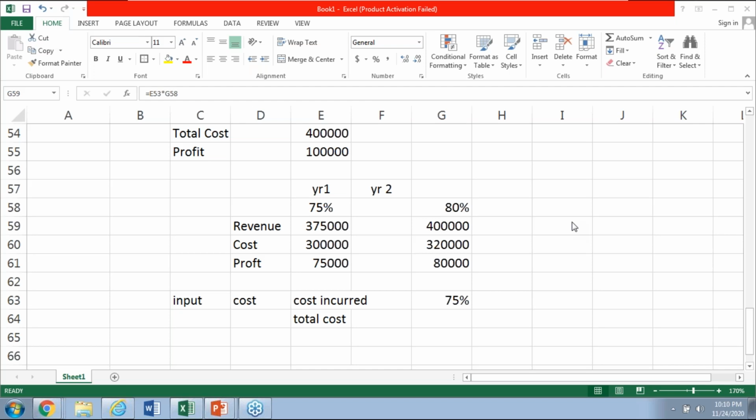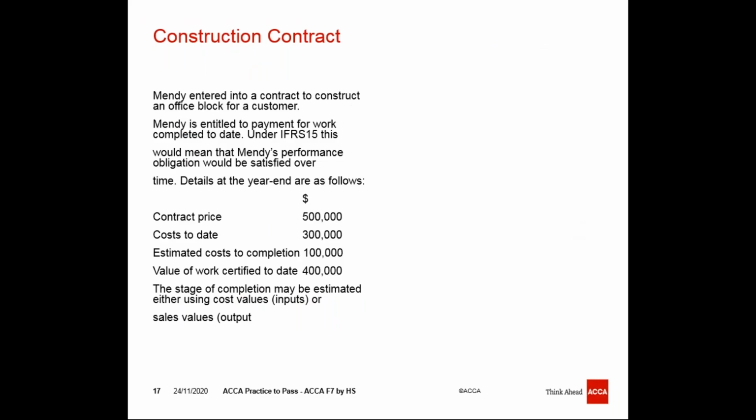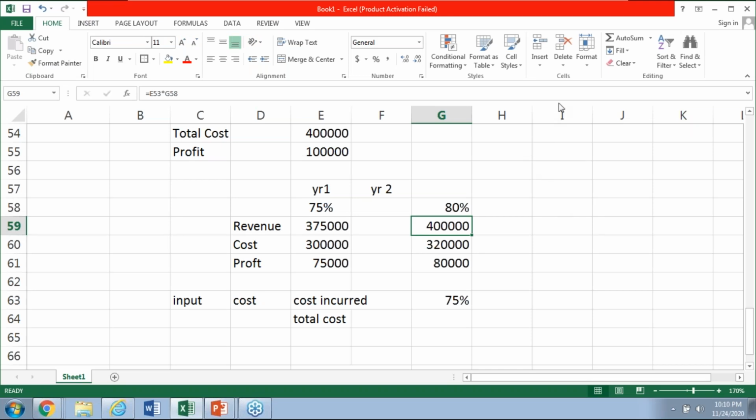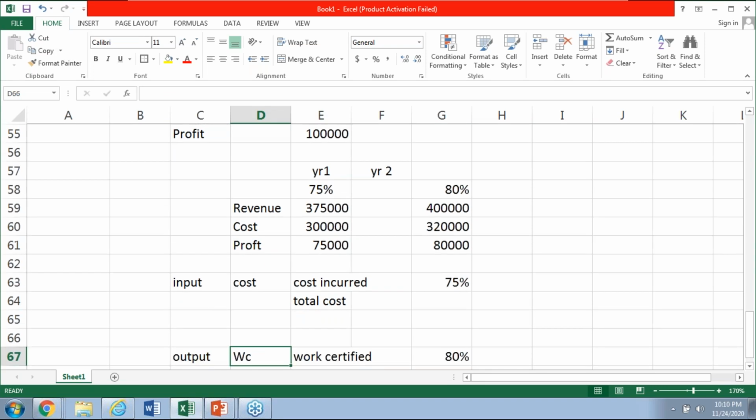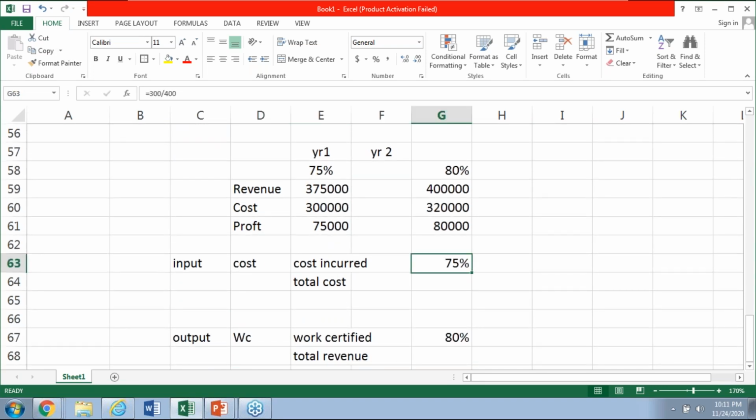Is it done? Input method means the cost that we have incurred to date. So the total cost that we have to incur in the project is 400,000, and out of 400,000 we have already incurred the cost of 3 lakh. So the proportion of the cost that we have incurred out of the total cost is 75%. So this is how we have calculated the percentage.